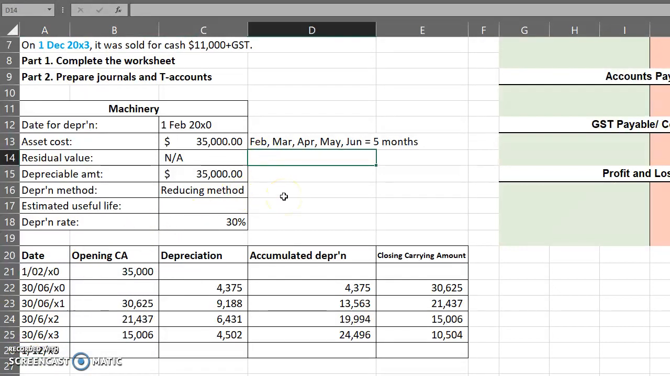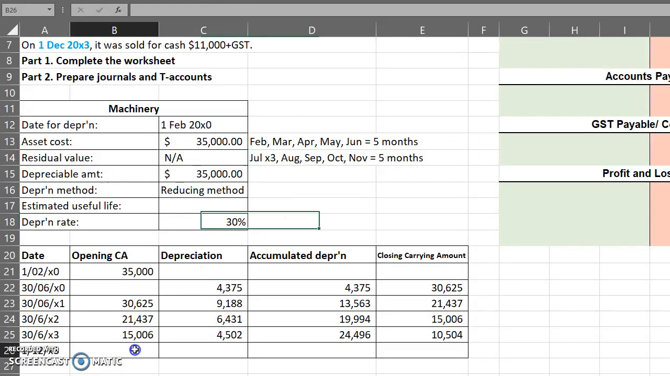How many months have I had this machinery for? I would have started with July 2003, and then I had it in August and September and October and November, but I haven't had it for December, so that will become 5 months as well. So I have to depreciate this machinery for 5 months. Okay, so depreciation will be $10,504 times 30% divided by 12 multiplied by 5.